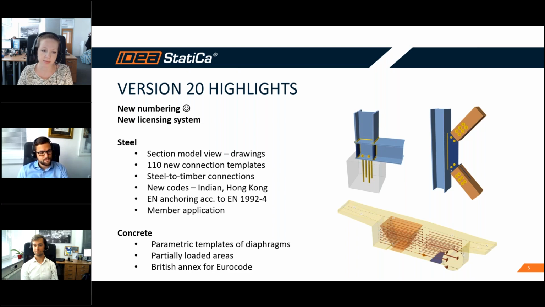New licensing system. I'll explain that. And the biggest highlights in steel. Finally, the sketches, the drawings are here for connection design, 110 new templates, steel to timber connections, fully implemented Indian and Hong Kong code, new Eurocode for anchoring, and updated member application for stability and buckling. In concrete, parametric templates, partially loaded areas, and also British Annex for Eurocode.